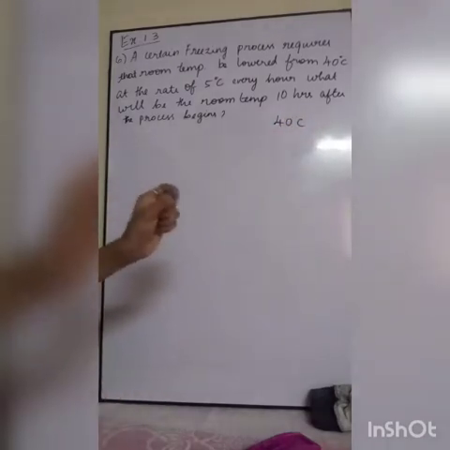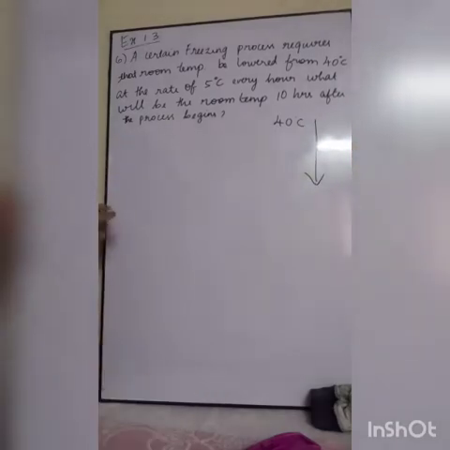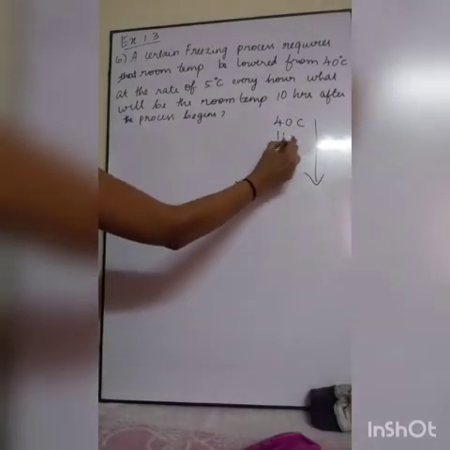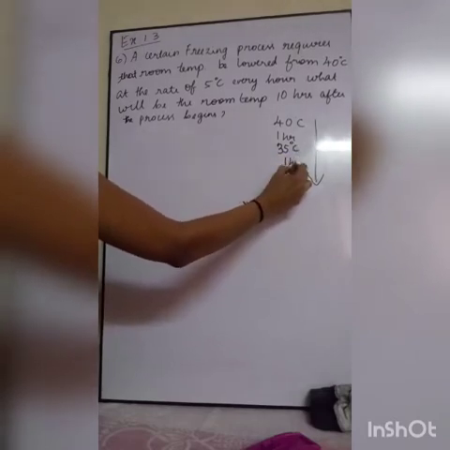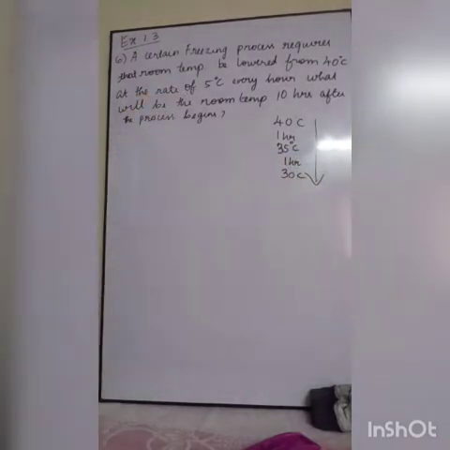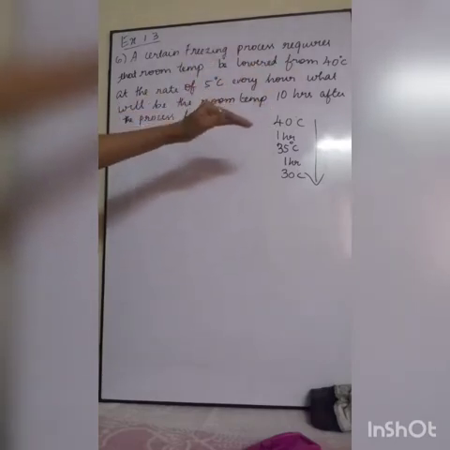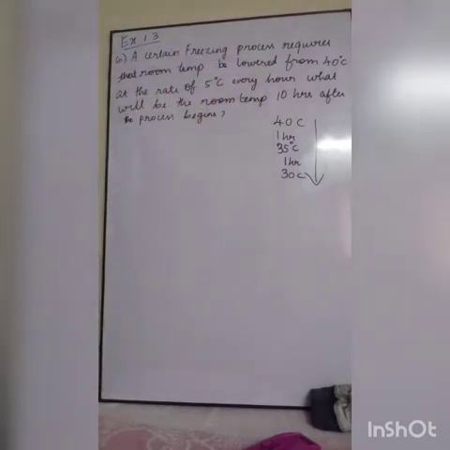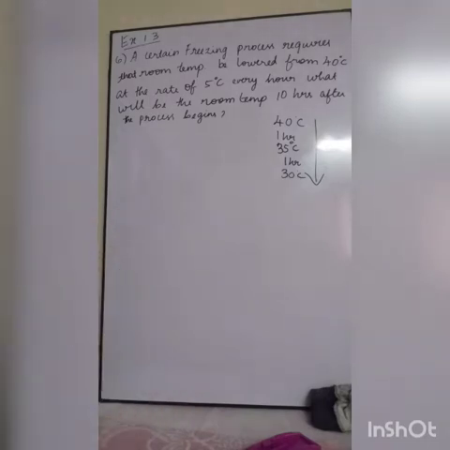One room's temperature is 40 degrees Celsius. It is lowering. How is it lowering? For 1 hour it will become 35 degrees Celsius, then again for 1 hour, 30 degrees Celsius. Like that it is lowering. For each hour, how many degrees Celsius is it lowering? 5 degrees Celsius. What will be the room temperature 10 hours after the process? If it is reducing each hour, then after 10 hours what will be the temperature, that is what they are asking.